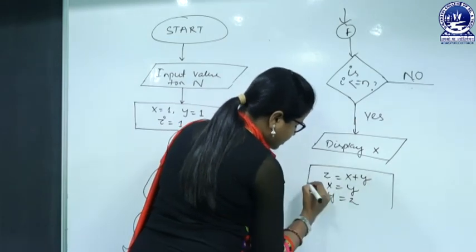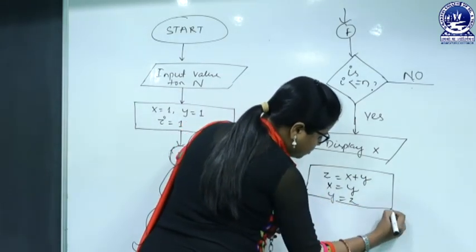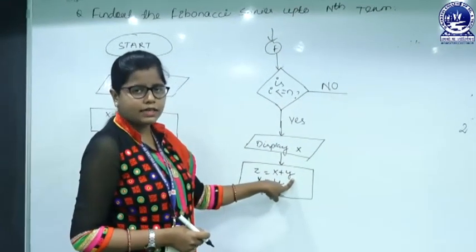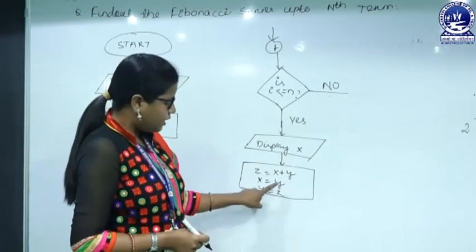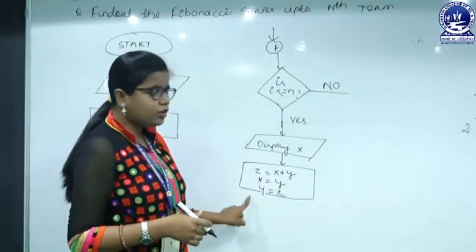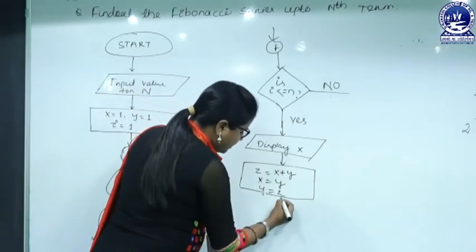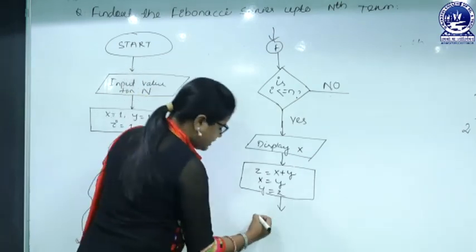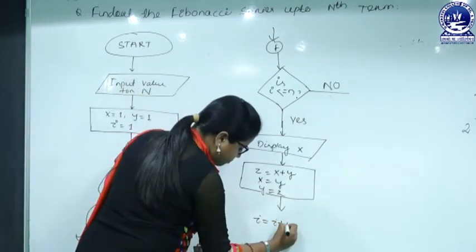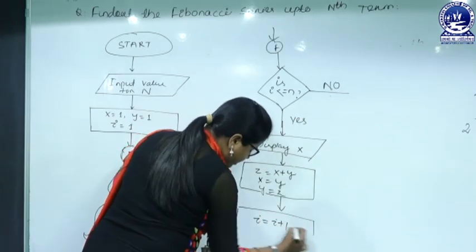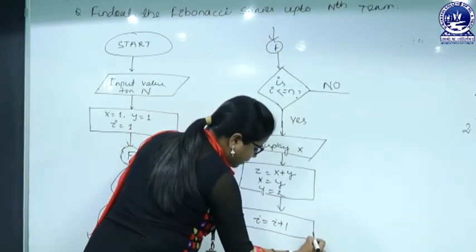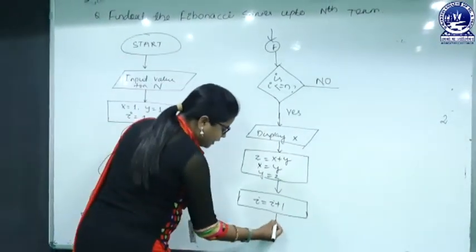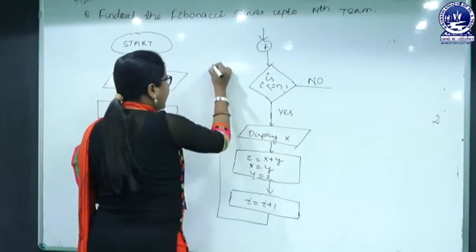So this is the data processing, so we need to put them into the rectangle. The x and y values will be added and put into z. The y value will move to x and the z value will move to y. Then after that, we need to increment the looping variable I, so I equals I plus 1. This is also data processing. After incrementing the I value, we need to check the condition again, so from here we are going back to the condition.